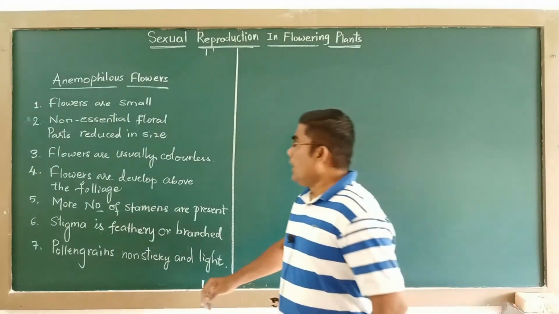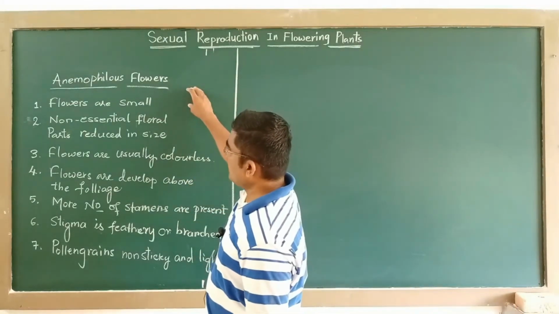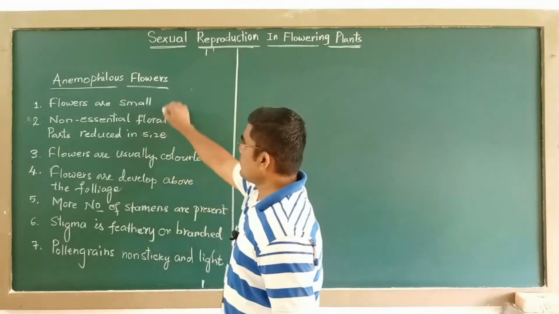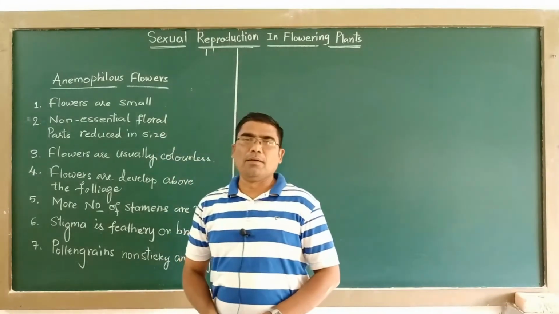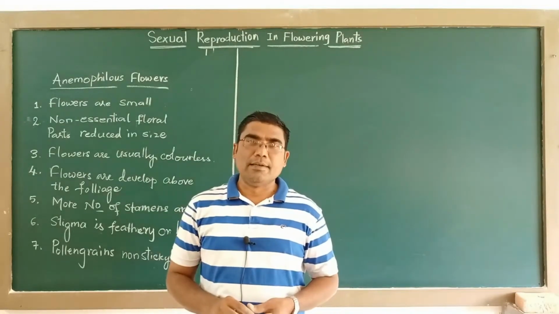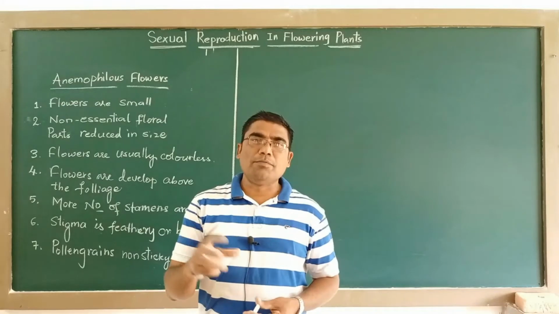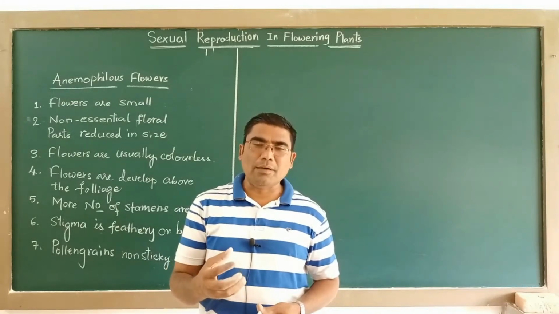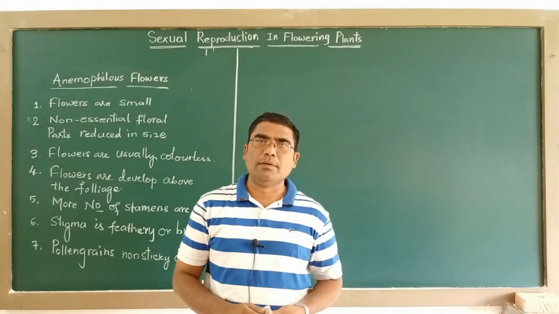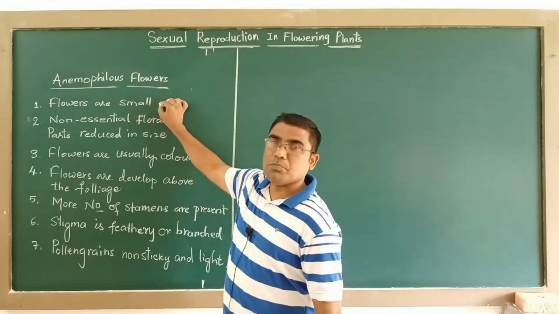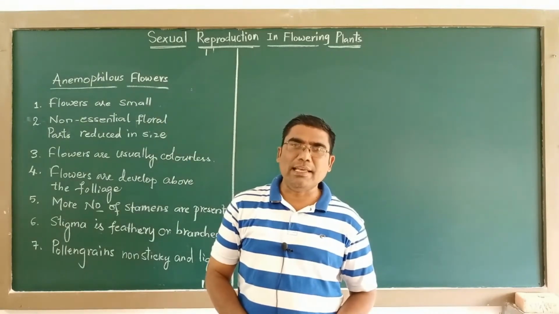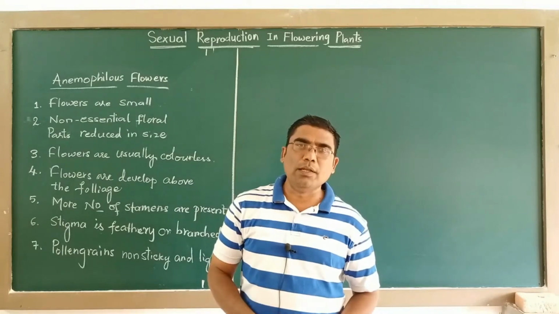So when we observe the characteristics of anemophilous flowers, the first one is that flowers are small. What is the reason? Suppose the flowers are bigger in size, they resist the flow of wind. They create obstacles in wind currents. To avoid this problem, flowers are smaller in size. Due to smaller size, wind can easily flow and carry the pollen grains.